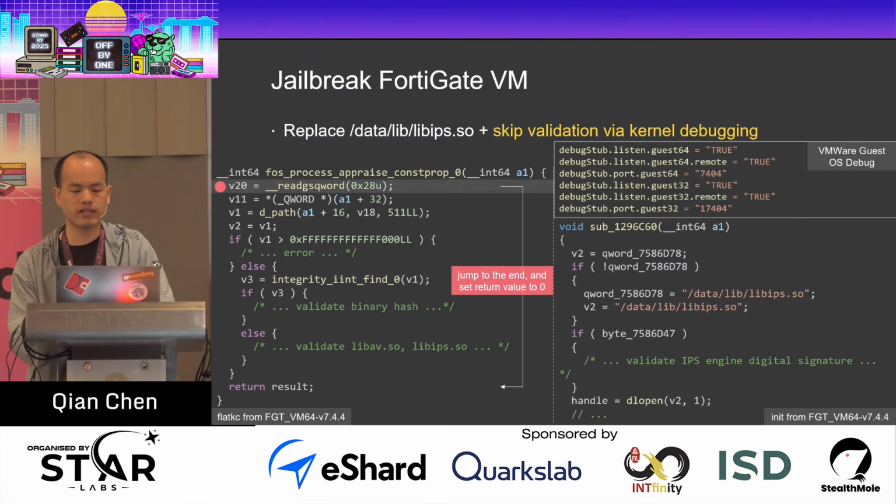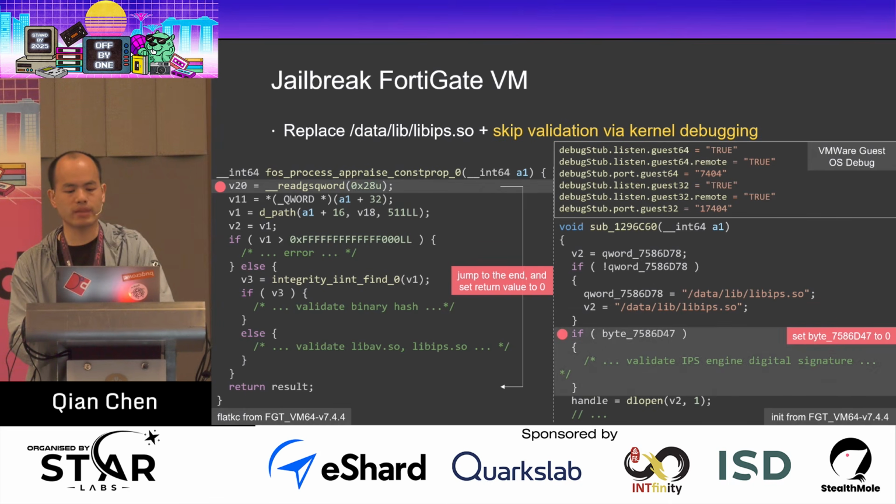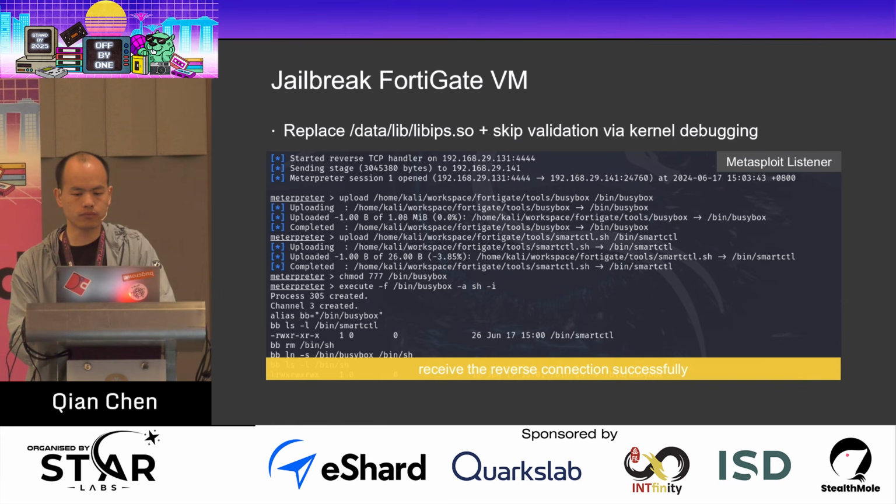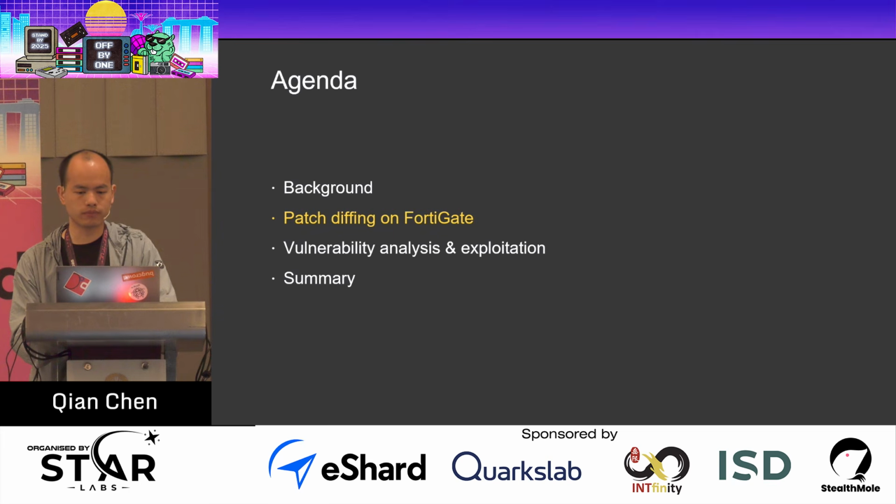Second, in function sub 1 to line 660, when the breakpoint is hit, we set byte 7586047 to 0. After implementing both steps, if successful, our replaced libip.so will be loaded by the system. As shown in the screenshot, we successfully received the reverse connection. From here, we can upload additional tools like Zibo and gain a standard root shell.